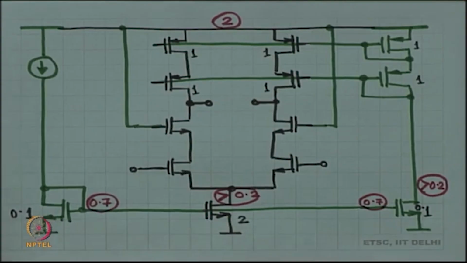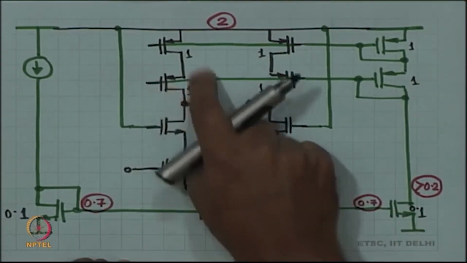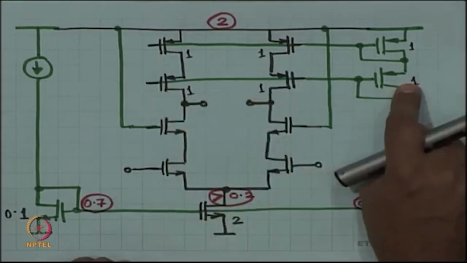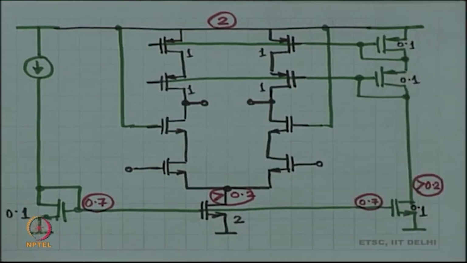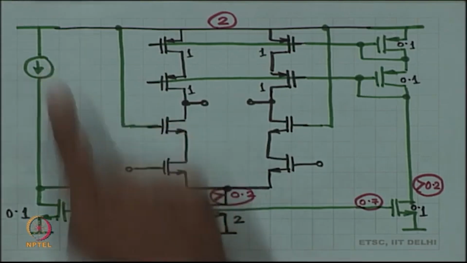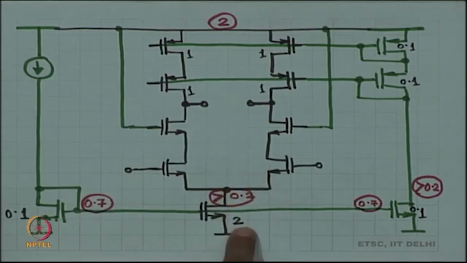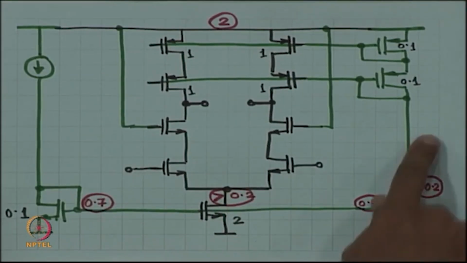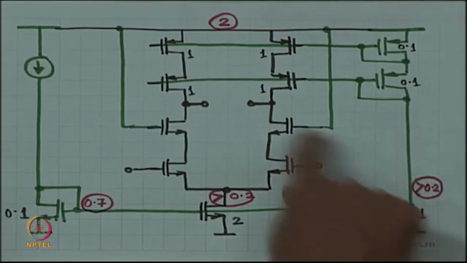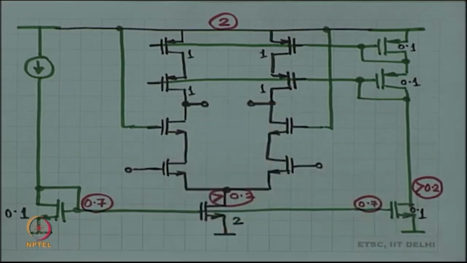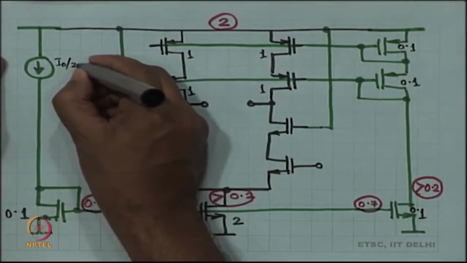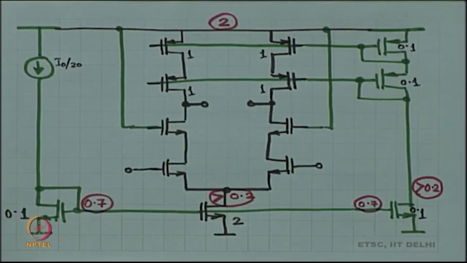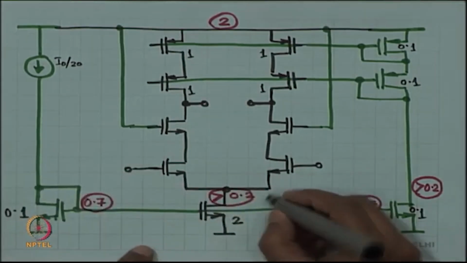Okay. That is all. So, for example, if this has a W by L of 50, then this should have a W by L of 5. And if this current is I naught by 20, then this current will be I naught by 10, I naught by 20, right. This current will be I naught by 2, and so on. So, this is something that would actually be done. You will not really keep things that equal.